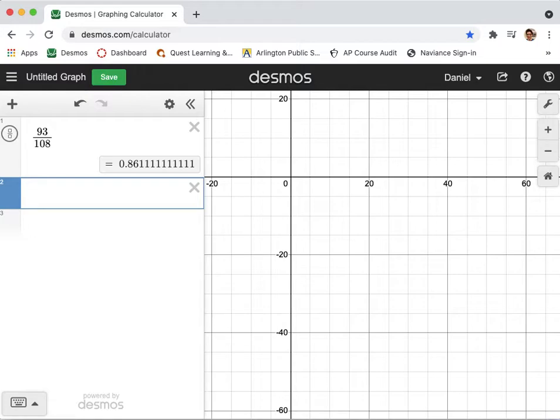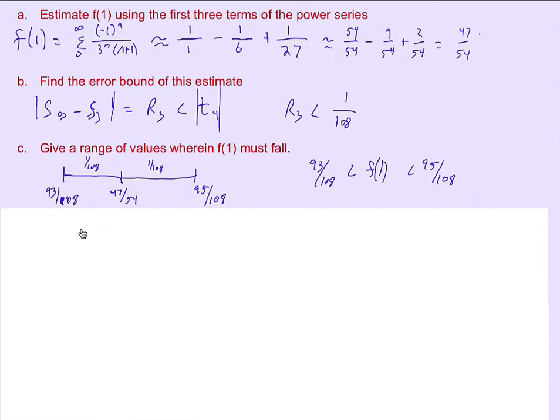We're somewhere between 0.86 repeating 1 and 0.87962 repeating. So that's a pretty narrow scope between 0.86 and 0.88. But what if we wanted that to be even more narrow?